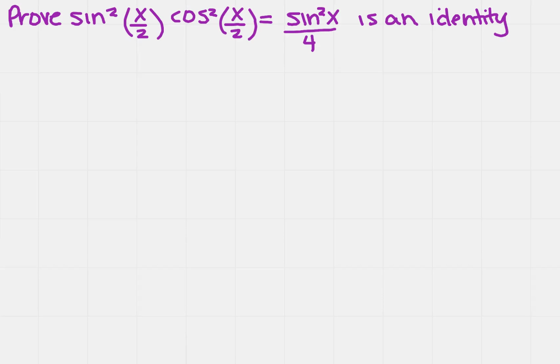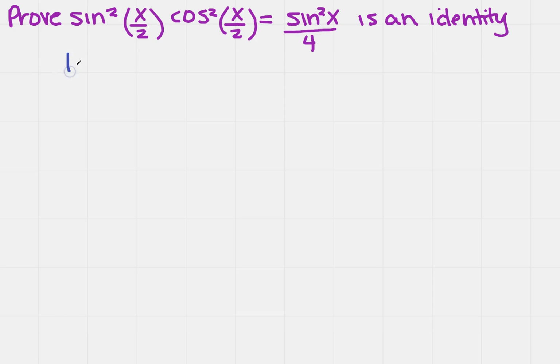Prove sine squared x over 2 times cosine squared x over 2 equals sine squared x over 4. Well, I noticed right off the bat I've got this divided by 2, and when we've discussed that in the past, we've talked about that as being a half angle. So maybe there's an identity there that I can use.